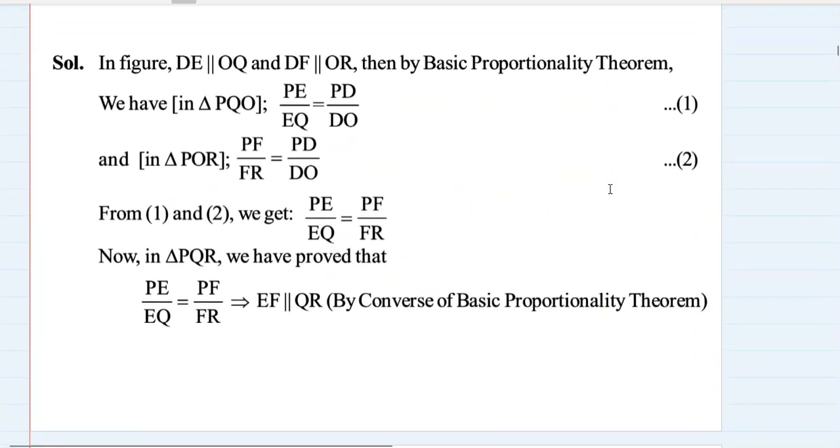This is how you need to write. They have not written given, to prove, but I recommend that you write it in the pattern which I have used in previous solutions. Let them write this way, but we have a proper method with which we will write the solution. This is the step they are showing, and exactly PD by DO they are equating in both equations 1 and 2, and then by converse of basic proportionality theorem, EF becomes parallel to QR, as per my instructions given earlier.